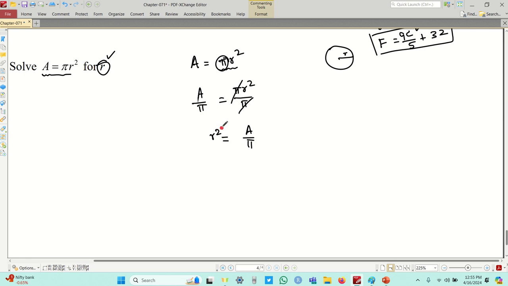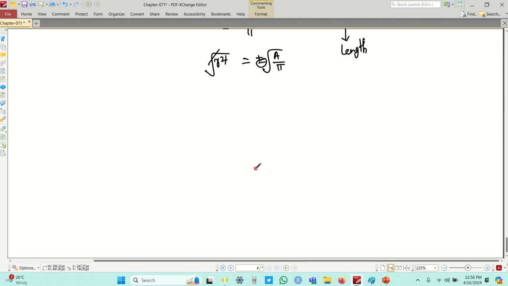Okay. So now we need to remove this 2. How do we remove this 2? R square, you need to take the square root. You need to take the square root of A divided by pi. Clear? But always choose plus minus. So this square root cancels this. R, the radius, is square root of A upon pi. We will not choose the negative sign. Why? Because r is a length, and length is always positive. So there is no negative here.